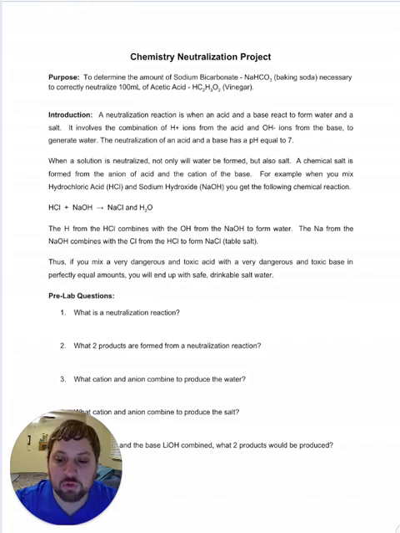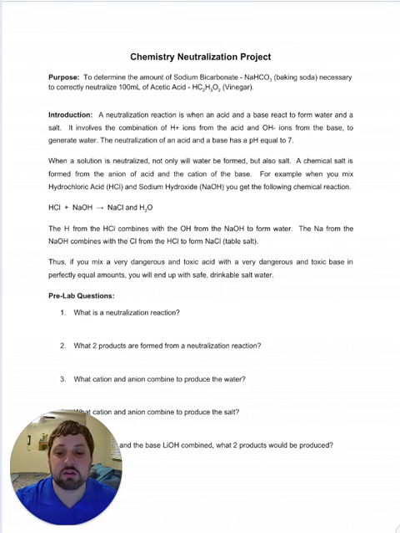So as always, we'll read through it. You can, of course, fast forward through this if you don't want to hear me read it, but I'm going to go through each section and talk a little bit about what's going on here. So the purpose is to determine the amount of sodium bicarbonate or baking soda necessary to correctly neutralize 100 milliliters of acetic acid or vinegar.